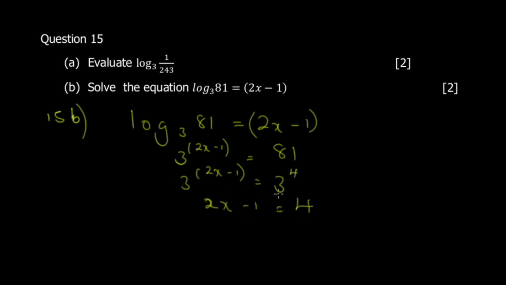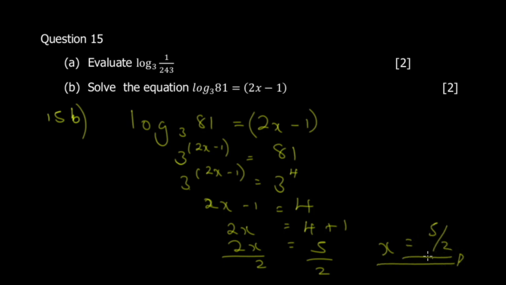The thing that we need to do in this step is match the bases. When you match the bases, you can always equate the power, just like in the previous example. So you get 4 plus 1, which is 5. So you get 2x equal to 5. You divide both sides by 2, then you get x equal to 5 over 2. You can leave it like this. You can write it as 2.5.